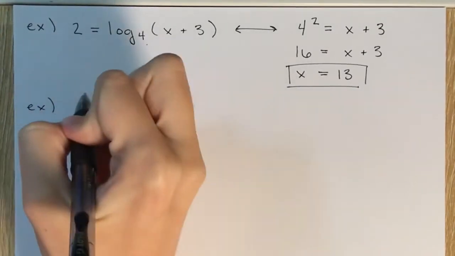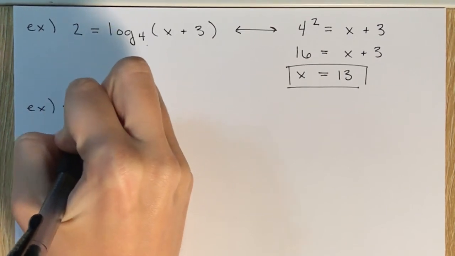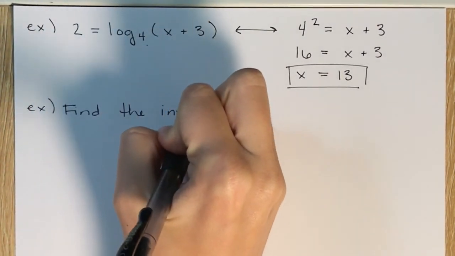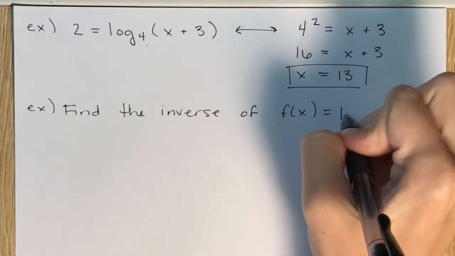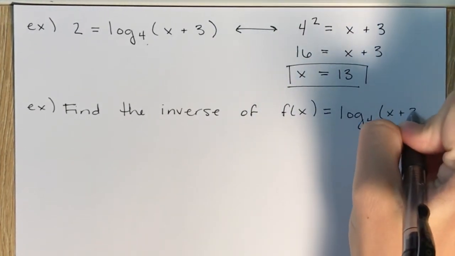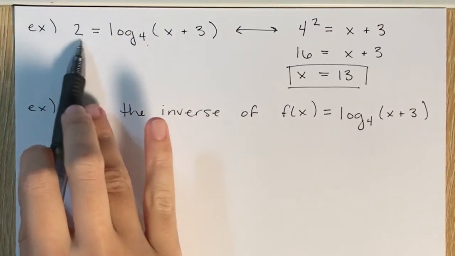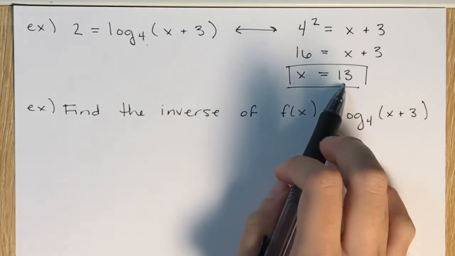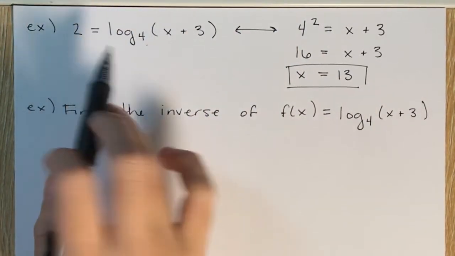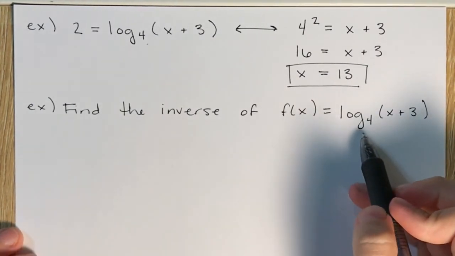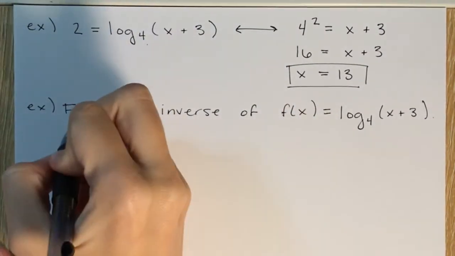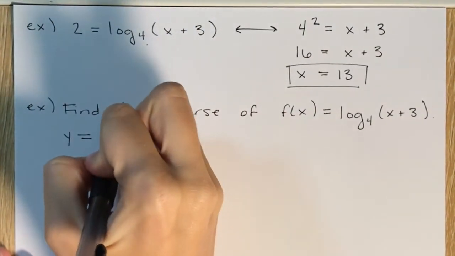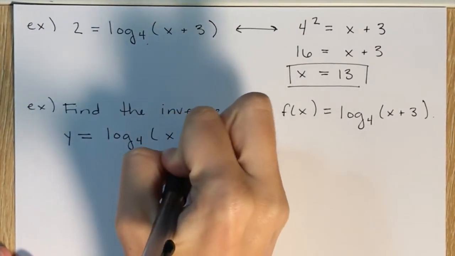Let's say we were asked to find the inverse of f of x equals log base 4 of x plus 3. We just solved this when it's equal to a certain value, right? So we found the x value that would give us the y value of 2 here. So let's find the inverse. What was our process of finding inverses? Well, we swapped f of x for y. So we have y equals log base 4 of x plus 3.